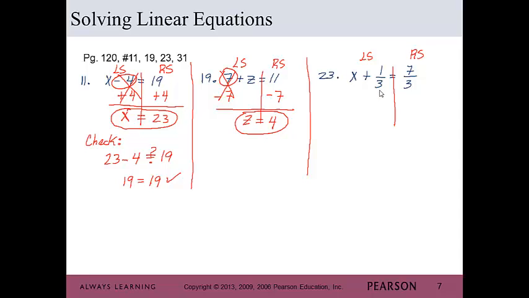So this time we're adding 1/3, which means we need to subtract 1/3, and subtract 1/3 on the left side and the right side. On the left side, we're left with x equals, well, 7/3 minus 1/3 is 6/3, which is 2. So x equals 2, and again, you can plug it back in, and 2 plus 1/3 is 7/3.